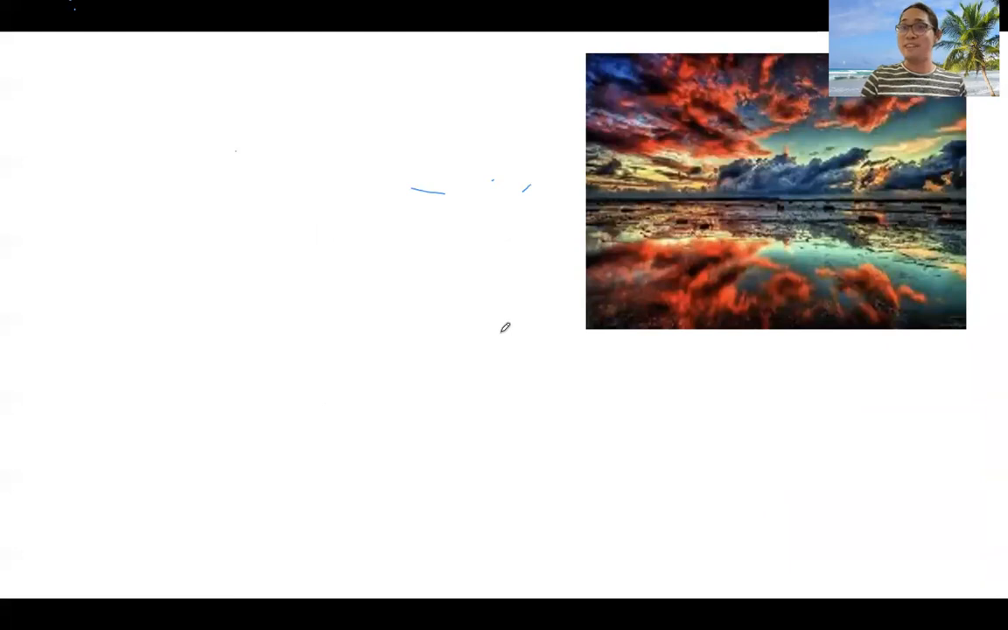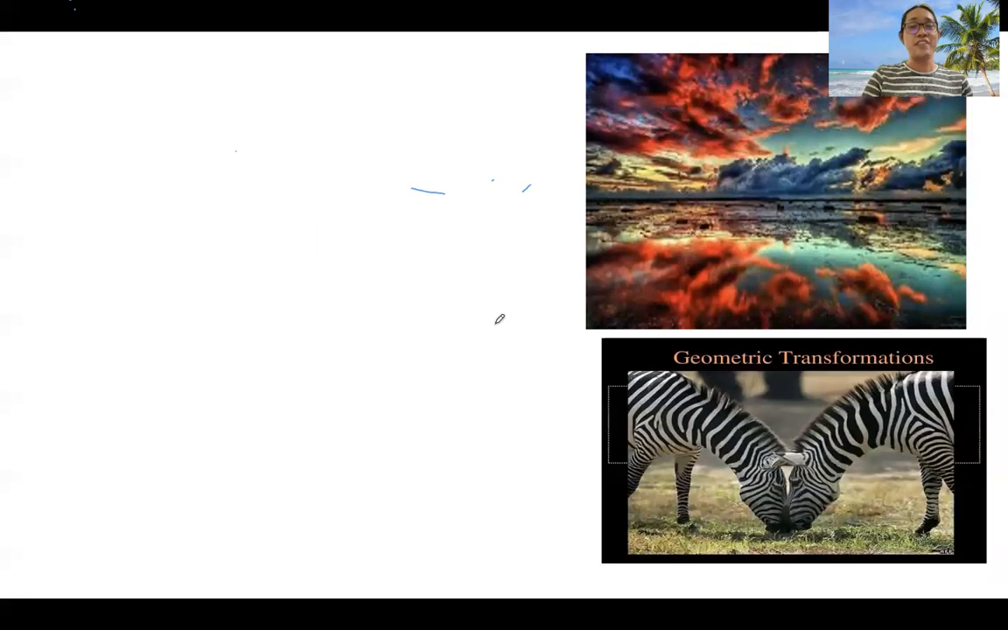So these are the examples. Very nice picture, right? It shows transformation. There is a reflection in it, correct? Another picture that shows geometric transformations: the zebra. Who loves zebras here, who looks like a zebra? I guess no one.